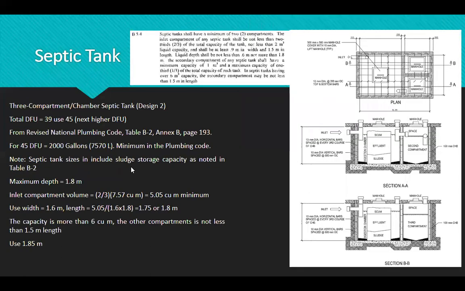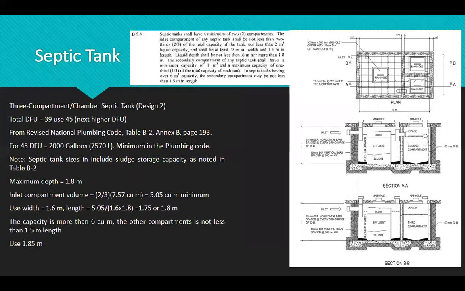Now, 3-compartment chamber septic tank design 2. So total DFU is 39, use 35. Next na yung DFU sa table. Pwede ka rin gumamit ng 39. Gusto mo, interpolate mo lang. So from this is 2,000 gallons, 7,570 liters. Minimum in the plumbing code. Maximum depth 1.8 kasi malaki ito. So kung lagay ng maximum, gamitin natin.